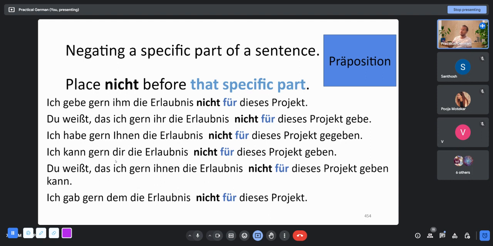When you have a preposition, here I have used the preposition für. You can have other prepositions as well, nach, and so on. When you want to negate whatever follows the preposition, you place nicht just before the preposition. So here it is für.